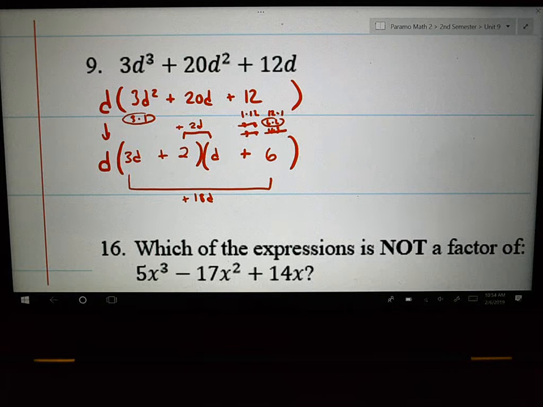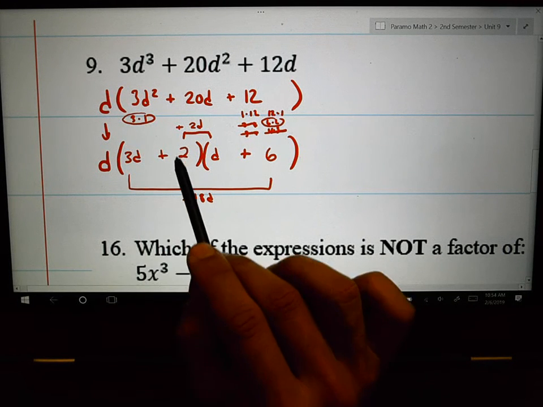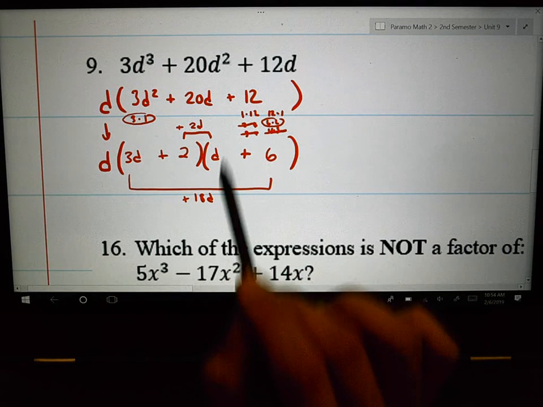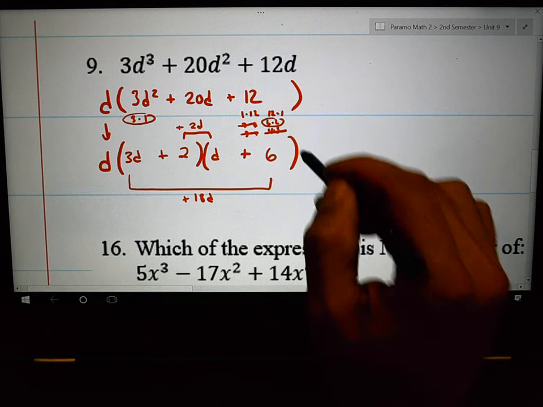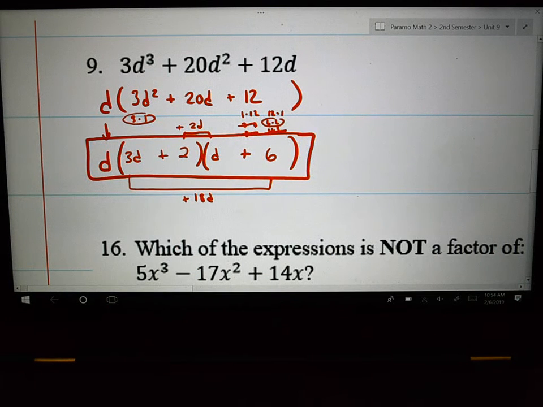If you want to double check, 3D squared plus 18D plus 2D, that's 20D, plus 2 times 6 is 12. This is equal to that. It's factored. There's your final answer.